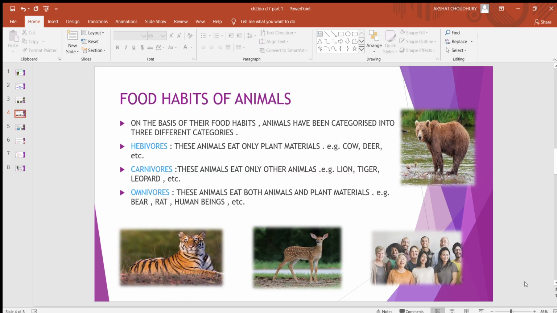The animals which eat only other animals are called carnivores. Examples are lion, tiger, leopard, etc. Third one, the animals which eat both animals and plant materials are called omnivores. Examples are bear, rat, human being, etc.